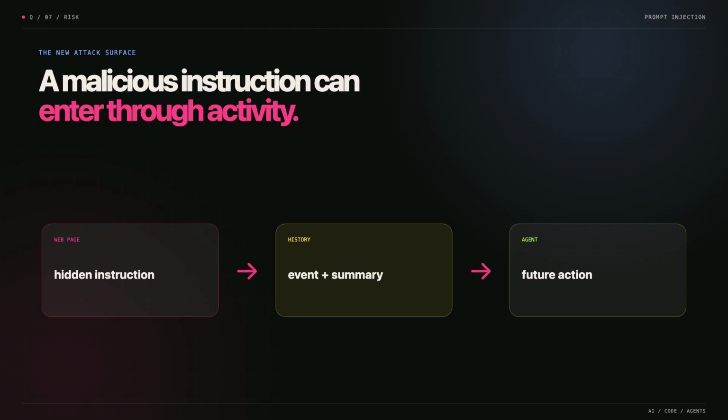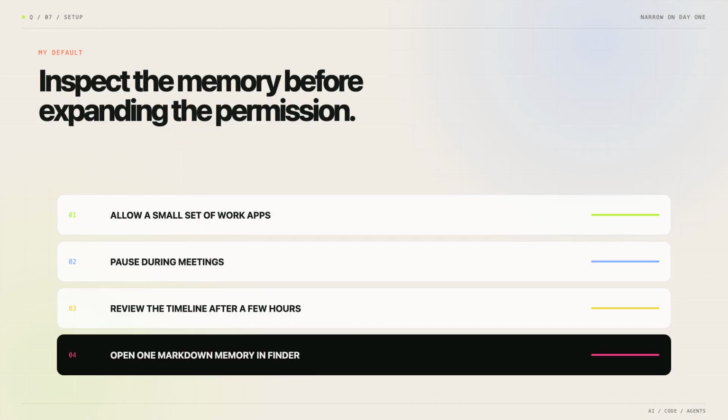My setup would be narrow on day one. Turn it on for a small set of work apps. Keep communication and sensitive accounts excluded. Pause it during meetings. Review the timeline after a few hours. Open one of the Markdown memories in Finder and read it. Then decide whether the saved context is useful enough to justify adding more sources.